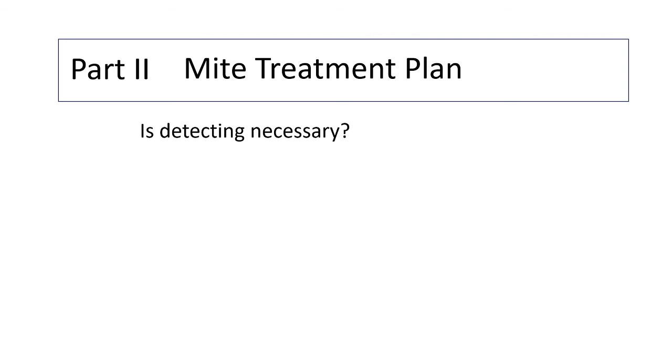So this means you can ask this question: is detecting necessary? Is checking for mites necessary? Well, I check for mites in May. Well, I missed it this year. So in June, I'm testing my theory that I should have 300 bees. If I have more than that, I consider that to be an emergency.